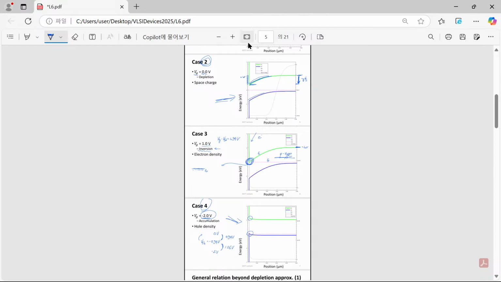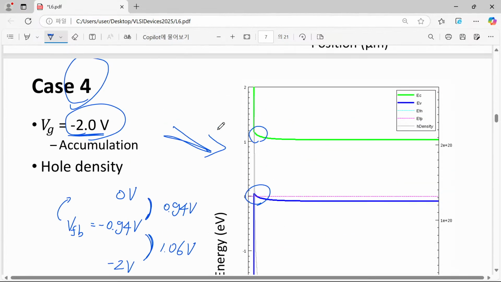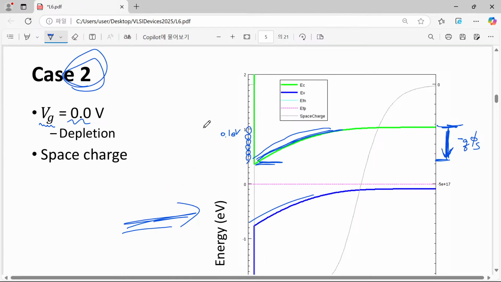So it is because already in this case number 4, a small change in our band diagram will provide a sufficient amount of hole density in our system. However, if we come back to our case number 2, although we have a significant change in our energy band diagram, that does not provide a sufficient amount of electron density.